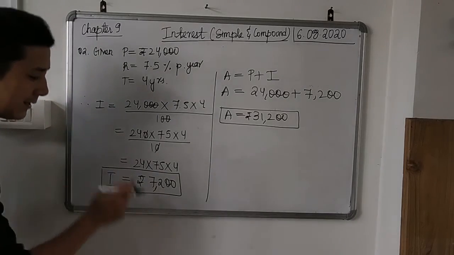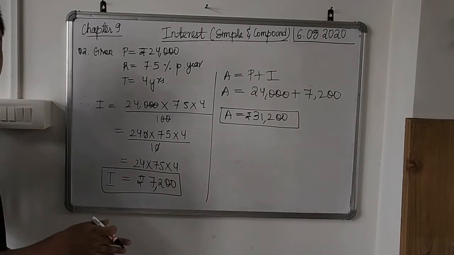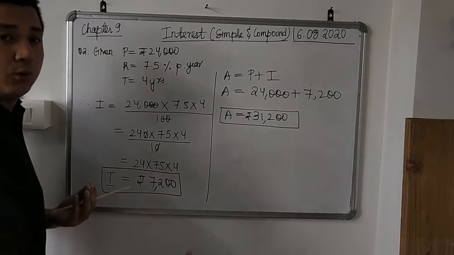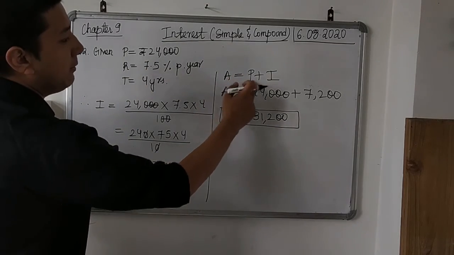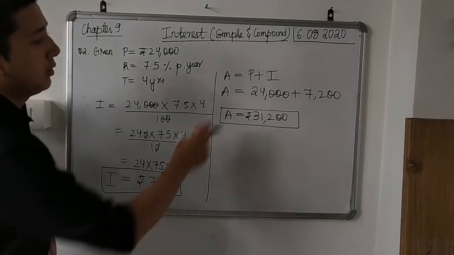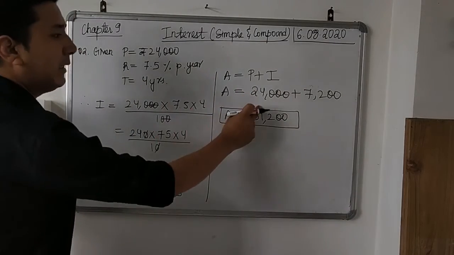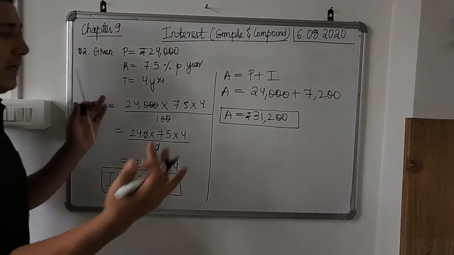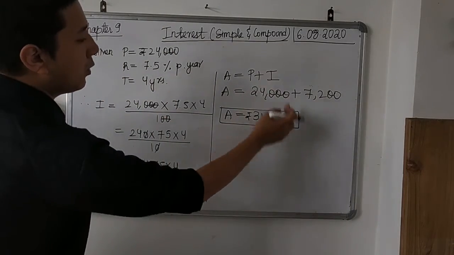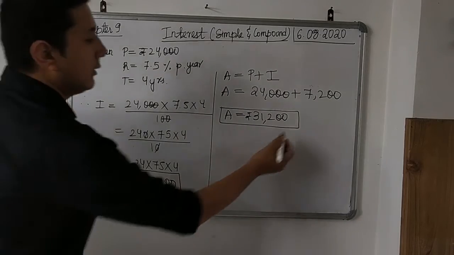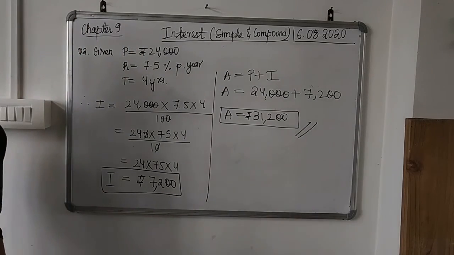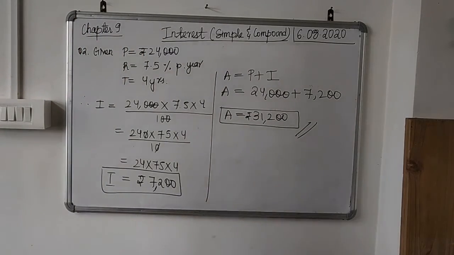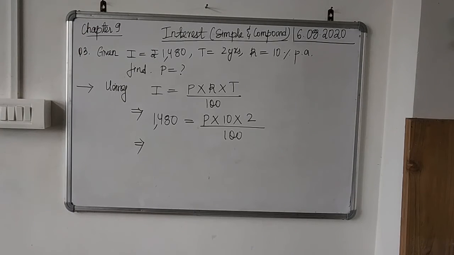So this is the extra thing that Rohit has to give. But as a whole, he has to give P plus I, which is the amount. P is the principal, this too he has to give, and plus 7,200 also he has to give. So as a total 31,200 Rohit must give to clear his debt. So please pause the video and note it down.